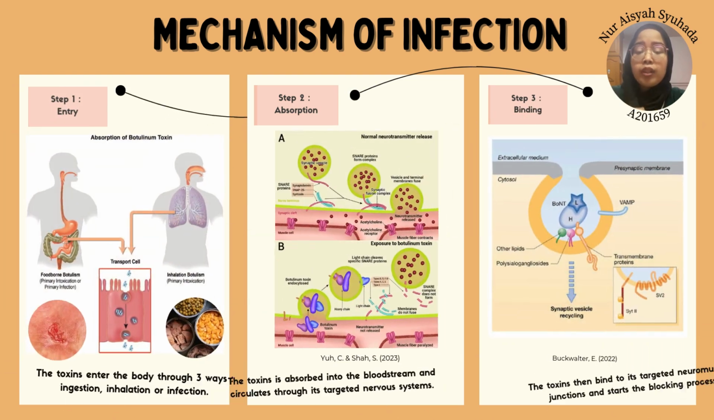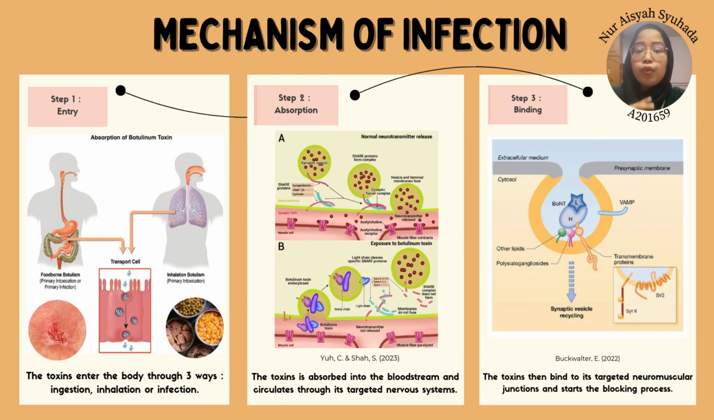And now I will explain the mechanism of infection, with the first step, which is ingestion. The toxin often enters the body through three main ways, which are ingestion, inhalation, or infection. Ingestion may occur when food, often canned, is exposed and contaminated by these toxins. Meanwhile, inhalation botulism is rare and usually occurs when the toxin is aerosolized and inhaled into our respiratory tract. And lastly, infection happens when spores contaminate a wound, germinate, and then produce toxins in the wound site.